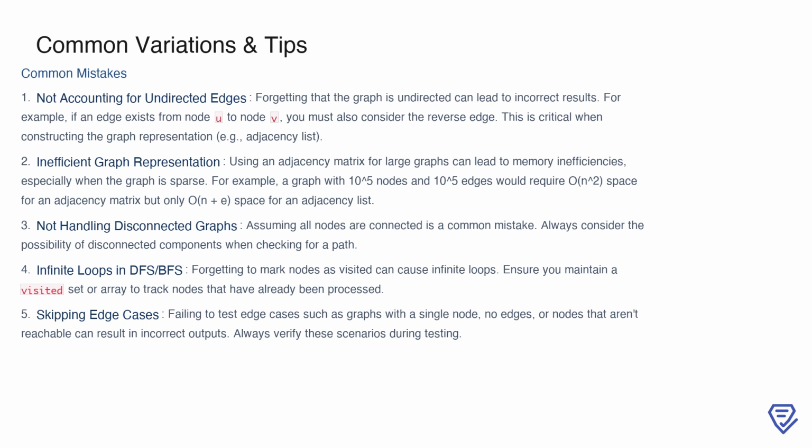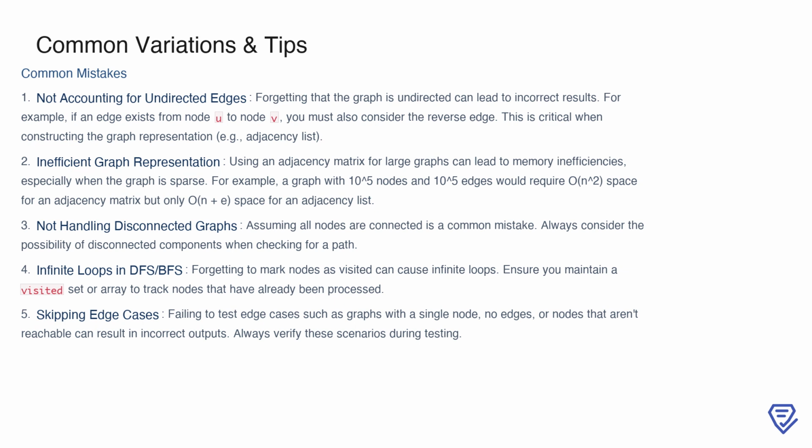Another pitfall is using an adjacency matrix for large graphs. While it might seem straightforward, adjacency matrices are memory intensive, particularly for sparse graphs. For instance, a graph with 100,000 nodes and edges would require too much memory if represented with a matrix, whereas an adjacency list would be far more efficient. Additionally, assuming the graph is fully connected can be problematic. Always account for disconnected components, as nodes in separate components may not have a path between them.